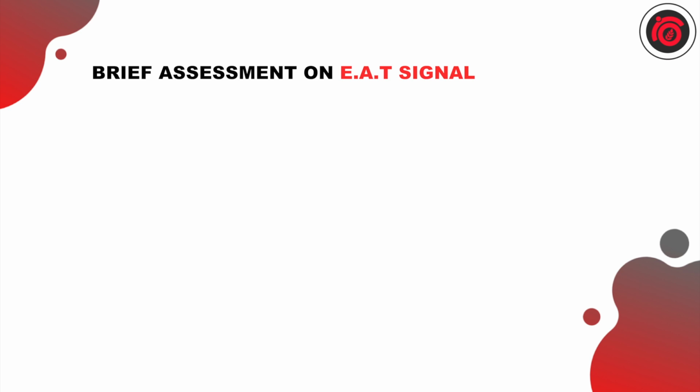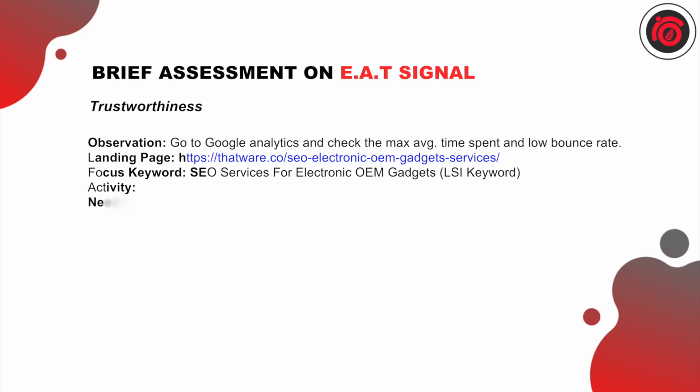liking this content. The next and last assessment based on E.A.T signals is trustworthiness. And once again, you need to go into your Google Analytics. In maybe a year there will be Google Analytics 4, so either way you need to open your analytics console and you can check the average time spent and the low bounce rate of your page. In our case, we have found that the SEO electronic OEM gadget services landing page has the maximum time spent by the users and the lowest possible bounce rate.